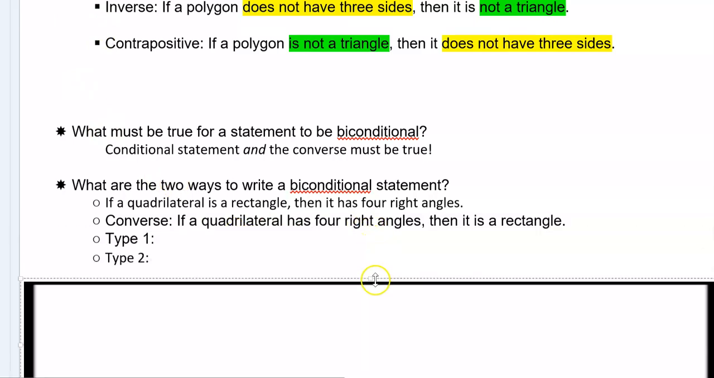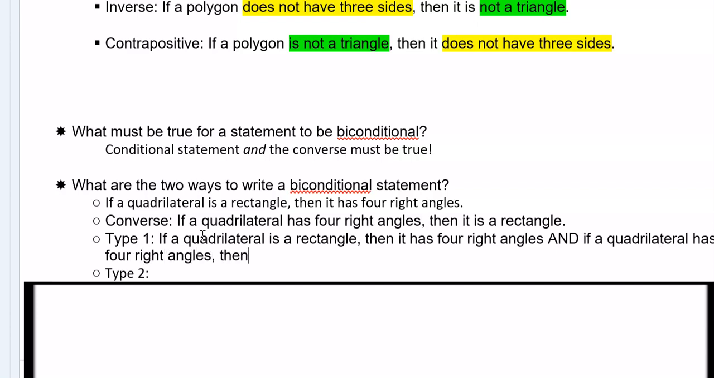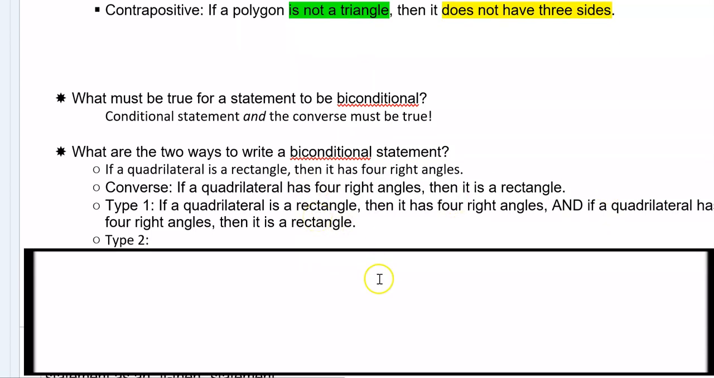We can write the biconditional in 2 different ways. The first way is to just write the statement and its converse. So if a quadrilateral is a rectangle, then it has 4 right angles, and if a quadrilateral has 4 right angles, then it is a rectangle. But this can be a very long sentence, and it's very repetitive because we're making the same statements twice.